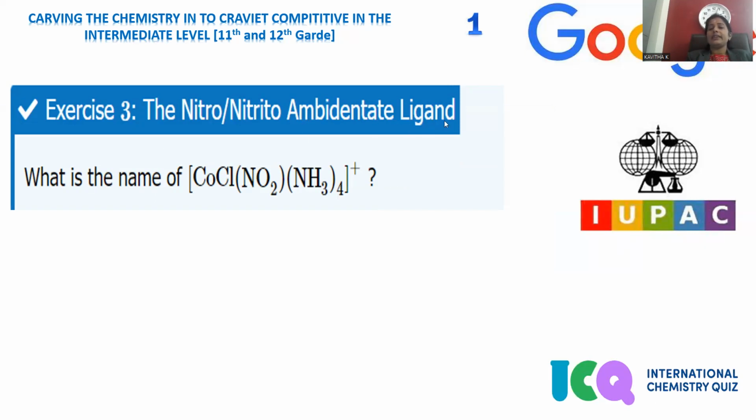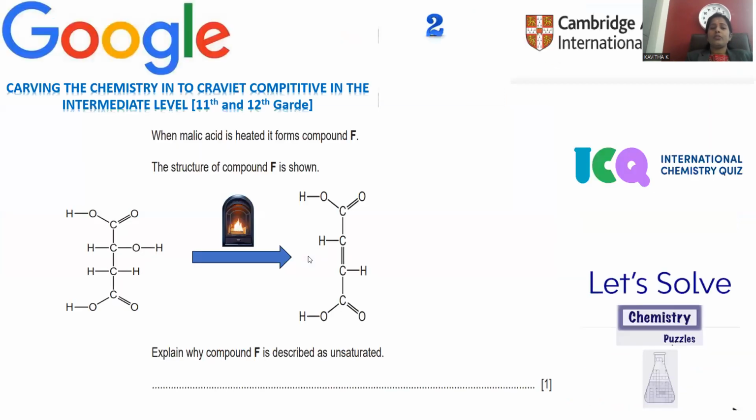Specifically, how can we designate an ambidentate ligand in coordination complexes, right? So for question number one, the correct answer will be tetraammine chloronitrito-N cobalt(III) cation. This is the way we can pronounce it. Move on to question number two.